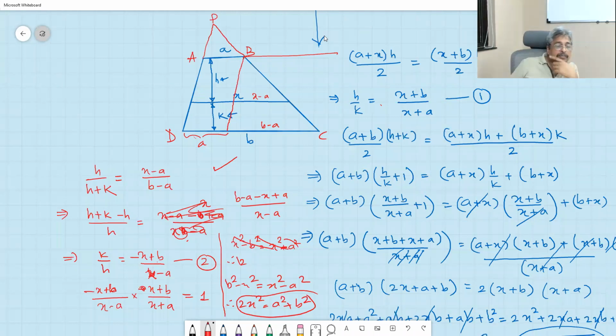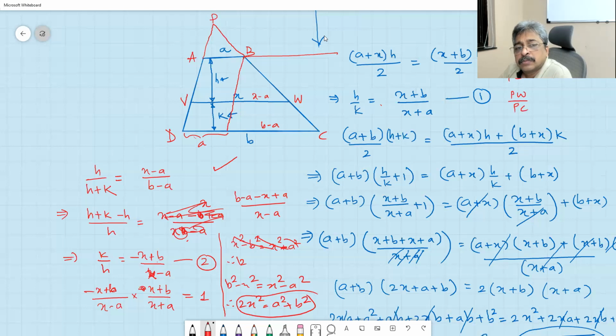Sir, then I used similarity and found out two ratios. PW upon PB is equal to C by A. Where was W, here or here? Sir, yes, correct, sir. So what did you say? PW upon PB is equal to C by A. And PW upon PC is equal to C by B. Okay, this was C.